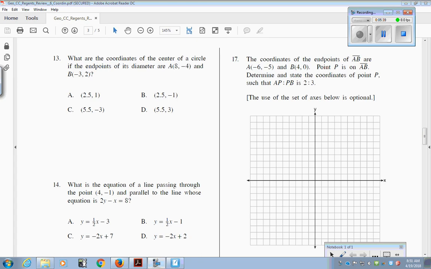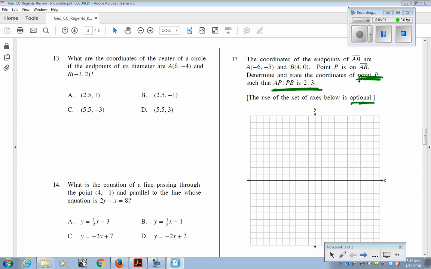Alright, so I skipped ahead to question 17. For this question, they want us to state the coordinates of P such that we're broken into a ratio of 2 to 3. So they give you a graph for this. It says it's optional. I'm going to show you how to do it with the graph, and I'll also show you how to do it algebraically.